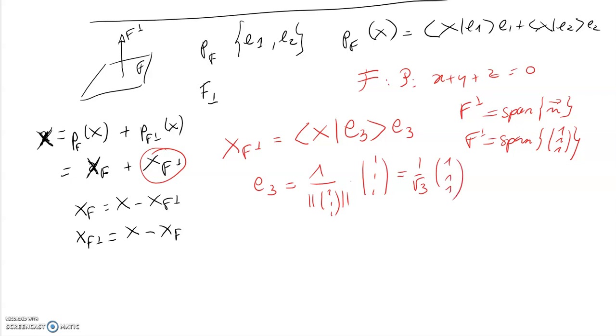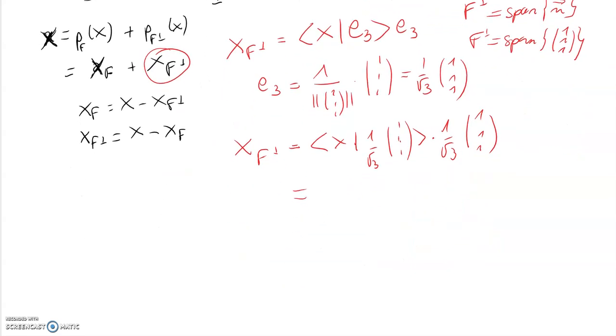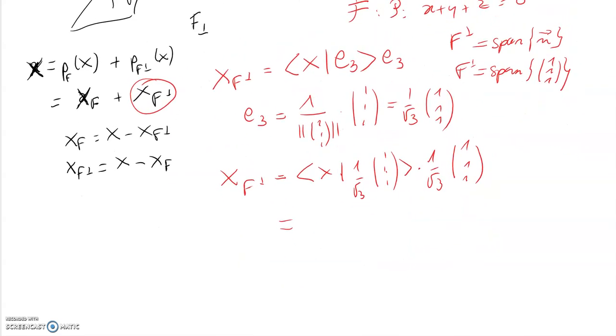Now if I take any x, its projection on F orthogonal is going to be given by x scalar product with 1 over square root of 3, 1, 1, 1, times 1 over square root of 3 times 1, 1, 1. There's something nice happening in the calculations, and it's going to happen all the time: you have 1 over the norm, 1 over the norm, so you can always factor by 1 over norm squared, so that when you get those square roots, they disappear. So you get 1 over 3 times x scalar 1 1 1 times 1 1 1.